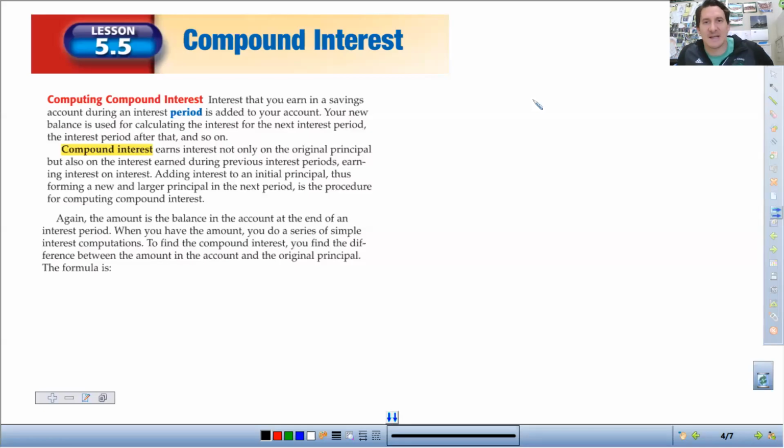All right, financial math classes. Today we're continuing on with our lessons dealing with interest. So last time we did simple interest, now we're doing compound interest.